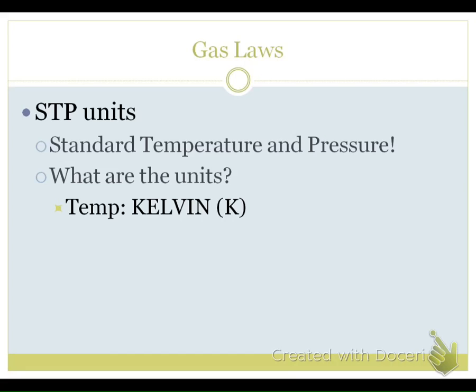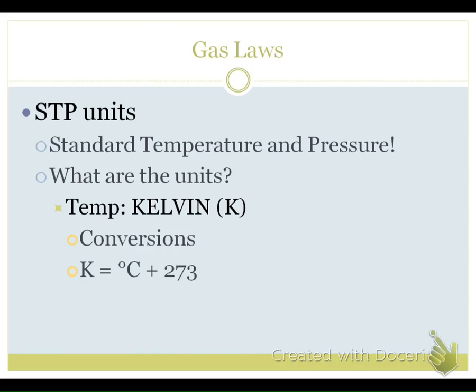Do we know how to convert from Celsius to Kelvin? Plus 273. Yeah, add 273. So when we want to go from Celsius to Kelvin, we need to add 273 to whatever temperature in Celsius that we have.